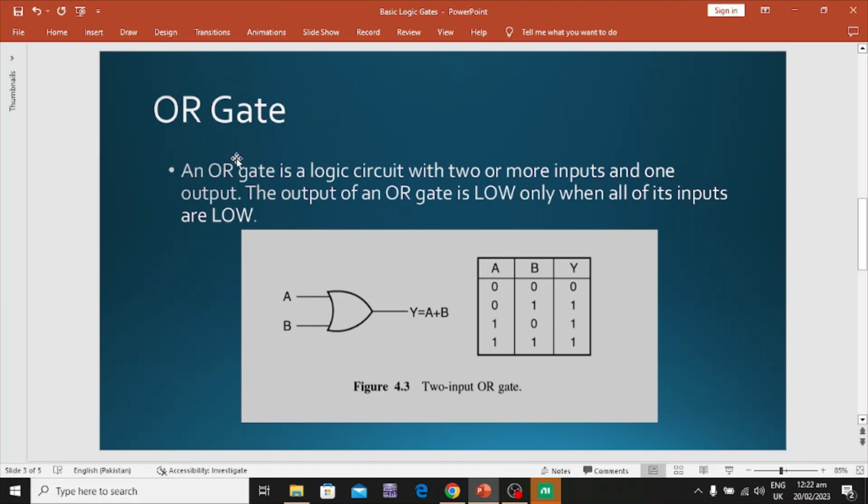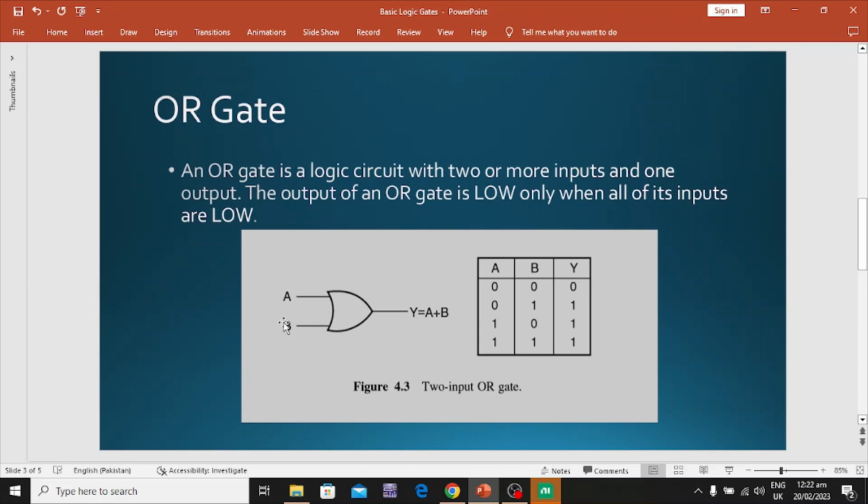What is an OR gate? An OR gate is a logic circuit with two or more inputs and one output. The output of an OR gate is low only when all of its inputs are low. So in this definition, there are two things to remember, and I have summarized them in this form. This is the symbol of the OR gate, and this is the truth table of the OR gate.